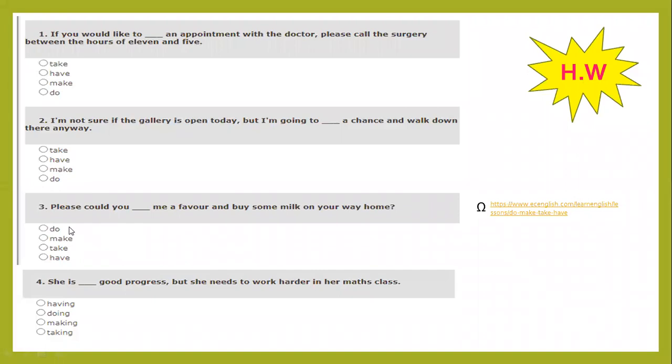Please could you me a favor and buy some milk on your way home? So could you do me a favor? Could you make me a favor? Could you take me a favor? Could you have me a favor? Which one? We said this before. So you have to revise collocations in order to try to answer this question.